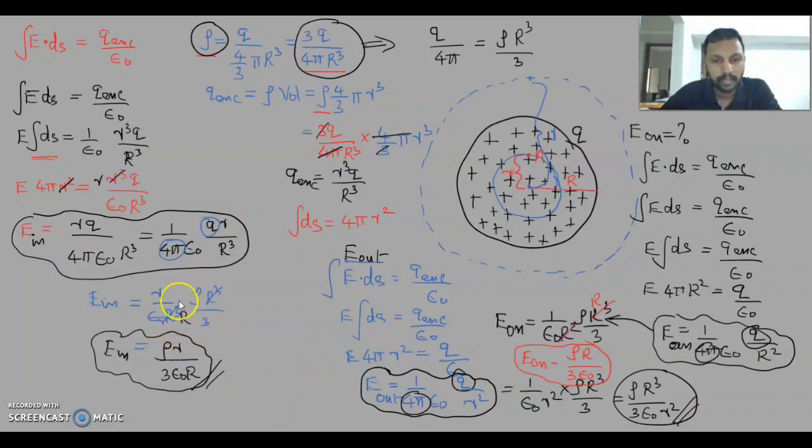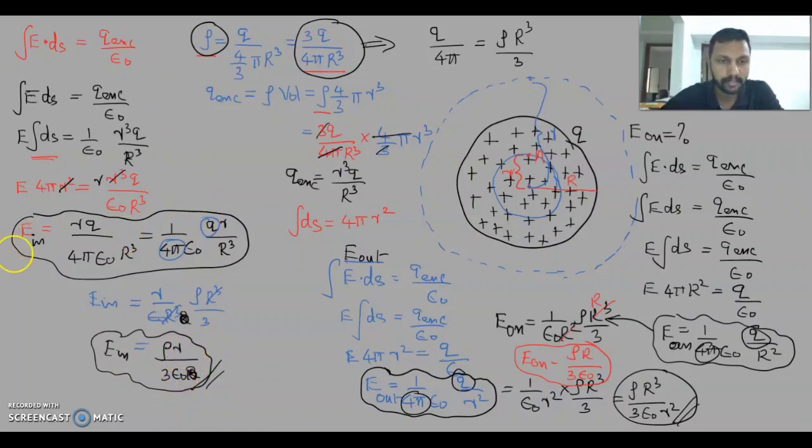There is one correction in this derivation, that is r cube and r cube are getting cancelled. Means if we are cancelling this r cube and r cube, there won't be an r. It was a mistake. Therefore, electric field intensity inside should be rho r divided by 3 epsilon 0.